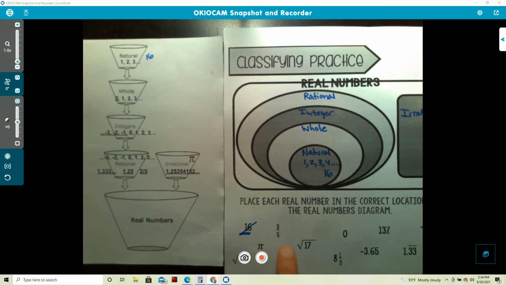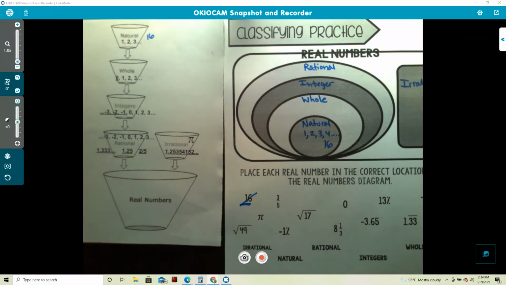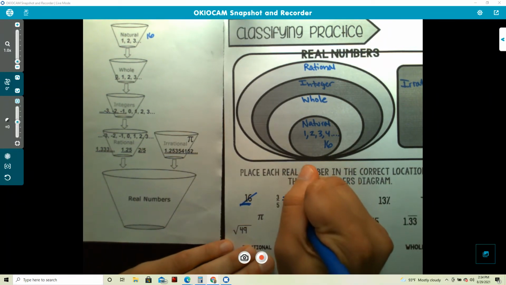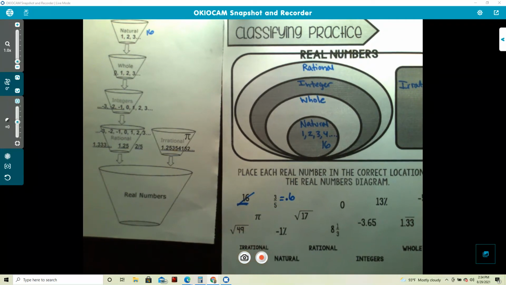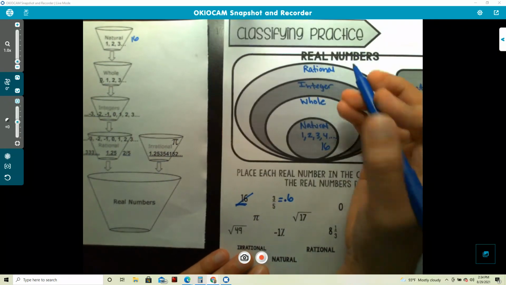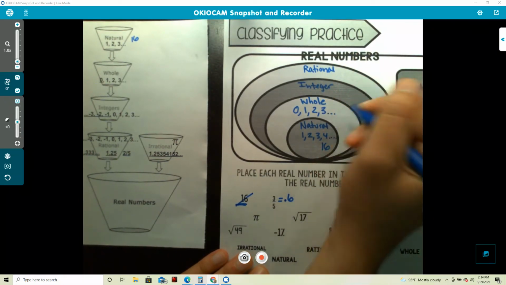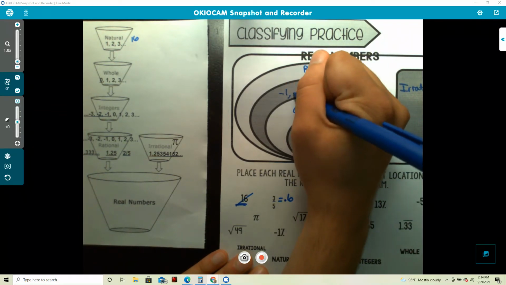All right, let's take a look at 3/5. So 3 divided by 5, if we don't know what that is, we have a calculator. We can always type it into the calculator. So 3 divided by 5, you get 6/10 or 0.6. All right, again, you start from the bottom. So we're looking at 0.6. 0.6 is a decimal, so it can't be natural. It can't be a whole number because whole numbers don't have decimals. Remember, integers have the negative numbers.